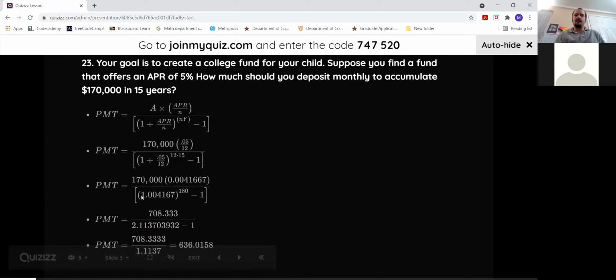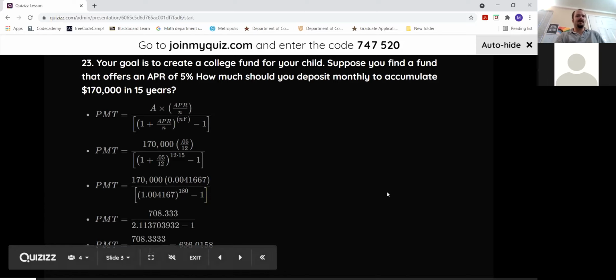The other thing that might happen, maybe I'm wrong: you have to take this exponent before you do the subtraction, right? I think that might have been what you might have done. That would give you a little bit higher number than 708.